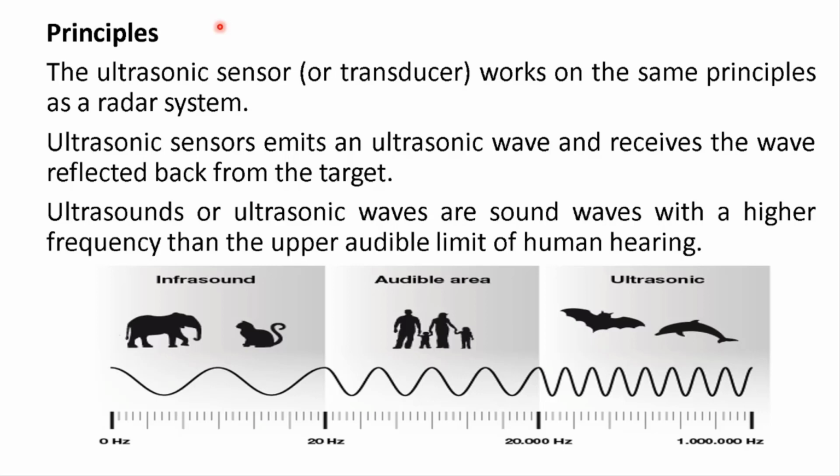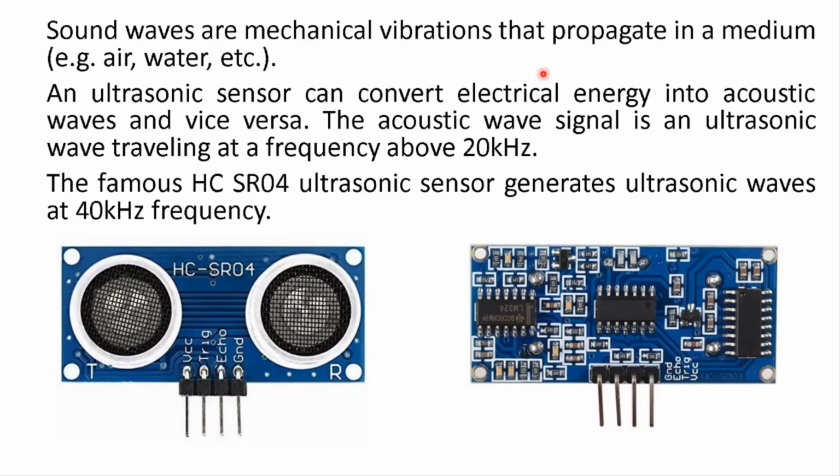Ultrasounds or ultrasonic waves are sound waves with a higher frequency than the upper audible limit of human hearing. The ultrasounds start from 20 kHz. What's between 20 Hz and 20 kHz is the audible range for a human being. Sound waves are mechanical vibrations that propagate in a medium, for example, air, water, and so on. An ultrasonic sensor can convert electrical energy into acoustic waves and vice versa. The acoustic wave signal is an ultrasonic wave traveling at a frequency above 20 kHz.